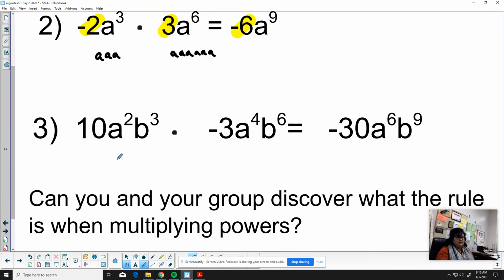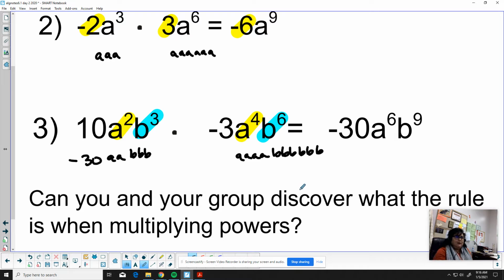If I look at this one, same thing. 10 times negative 3 is negative 30. And then if I look at the a's, there's 2 a's and 4 a's, and then there are 3 b's and 6 b's. If I add them up, 2 plus 4 is 6, and 3 plus 6 is 9. So this is the correct answer, and I can prove it by writing them out.